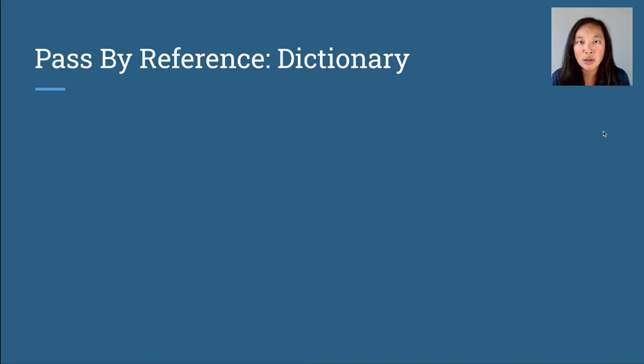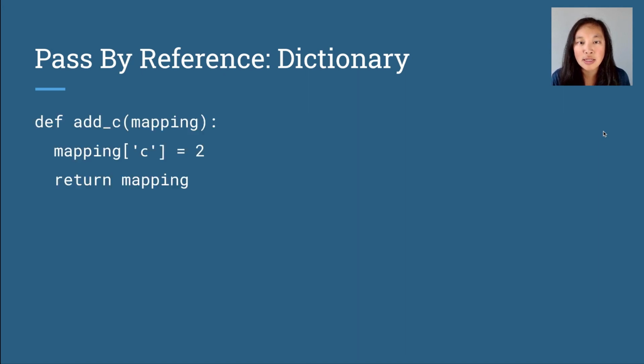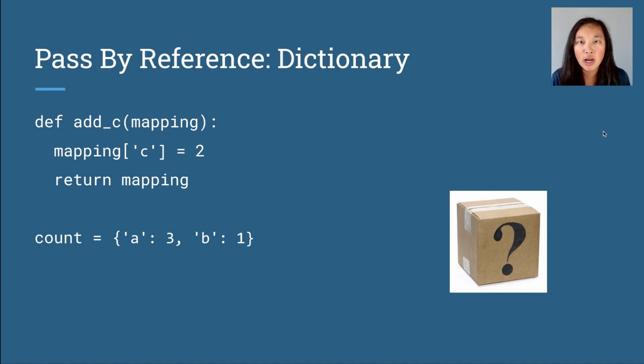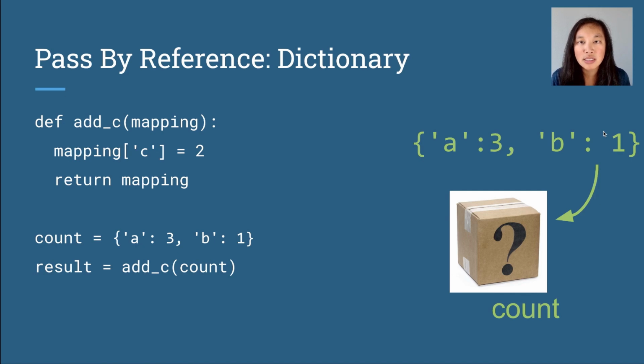Let's go over an example for a dictionary passed by reference. We have this function called addC. We're going to add the key C with the value 2 to our dictionary. We have this original dictionary called count. A maps to 3, B maps to 1. So we have a variable called count, and this dictionary is the value inside of this variable. When we do addC of count, we're passing this variable where it is in memory in the computer to addC.